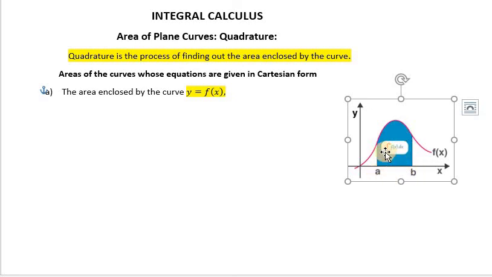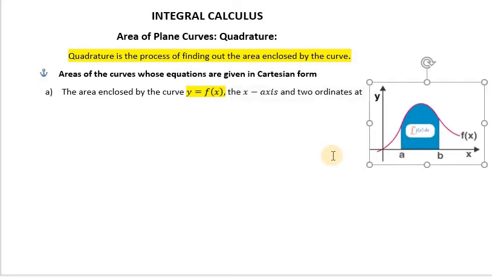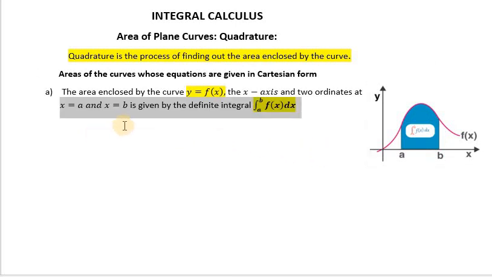So the area bounded by the curve y is equal to f of x and its ordinates x is equal to a and x is equal to b is nothing but integral of f of x dx. So the x-axis, the two ordinates are x is equal to a and x is equal to b. So the definite integral a to b of f of x dx is the required area.